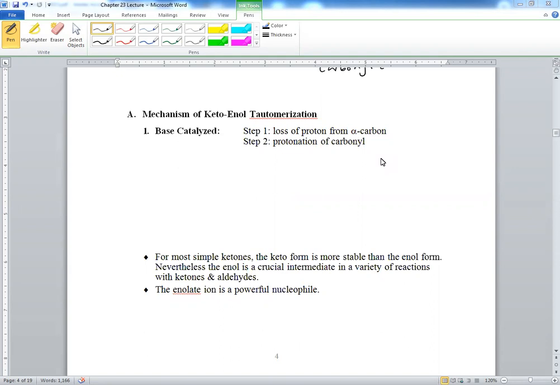There are two ways, as you've seen before. There's a base catalyzed and there's acid catalyzed. So let's begin with the base catalyzed. With the base catalyzed, let's draw this. You have, of course, let's say we have an acetone here. You have a base, let's say such as hydroxide.